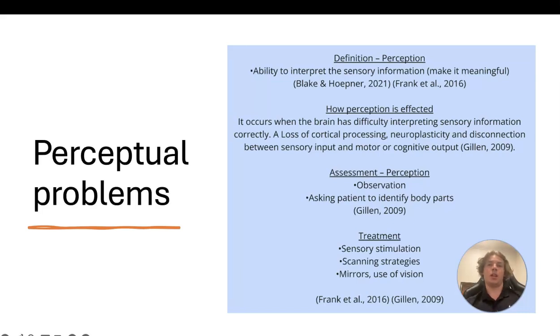Without accurate perception, even intact sensory inputs can result in functional impairment. Assessments of perception issues often include observation of behavior during tasks, asking a patient to identify parts of their body, and seeing if they can. Interventions may include sensory stimulation and tools like mirrors or cues to promote a certain movement and help affected pathways.